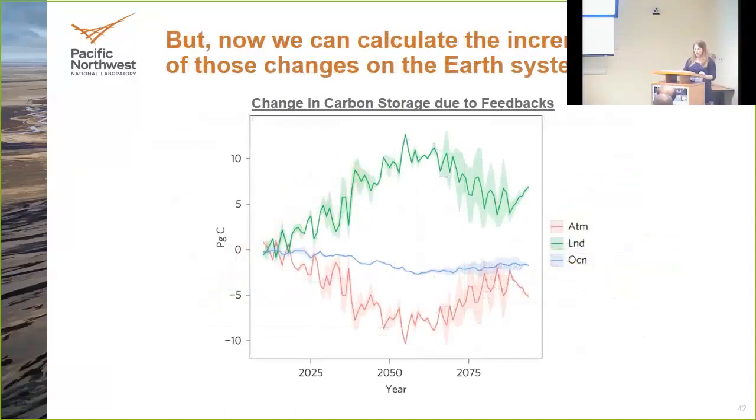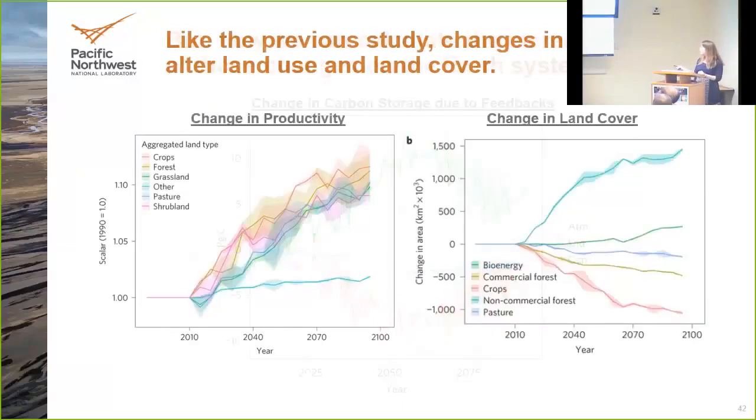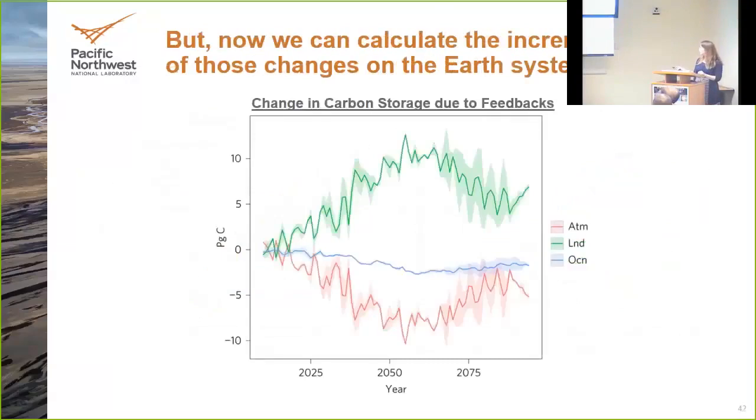And what this ends up doing, though, if you've got more land in forest than in crops, and your forests are 10% more productive than before, then you're going to end up storing more carbon in the land. And so what we get here, this is the change in carbon storage due to these feedbacks. So it's subtracting the total column carbon from the coupled and the uncoupled case, and we're getting an increase in the land carbon storage.